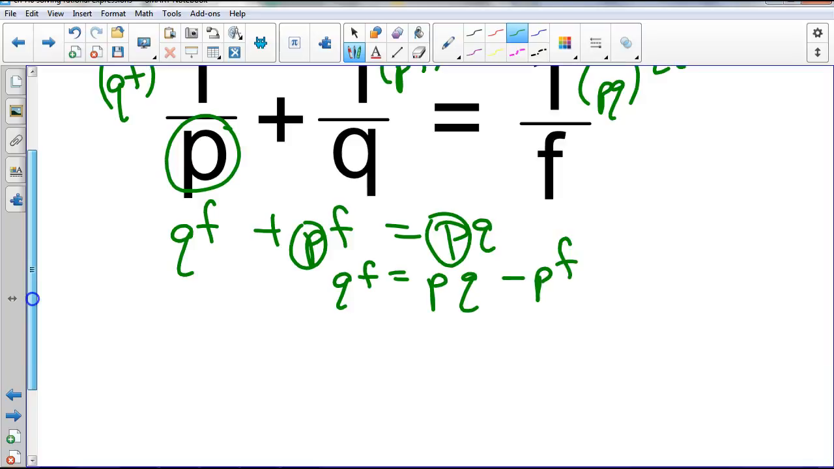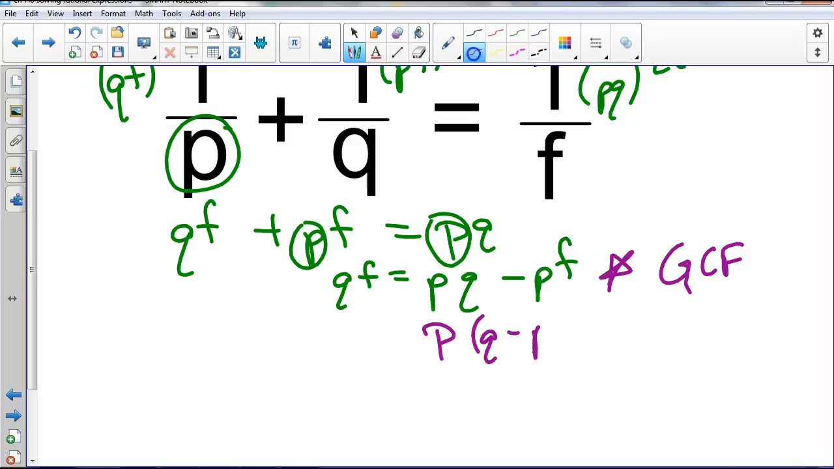Okay? Now, I have a PQ and a PF. I have P in both terms. You might want to star this step and note that you have to factor out the GCF. Our GCF is the variable that we're solving for. It's P. And you're left with Q minus P in parentheses.